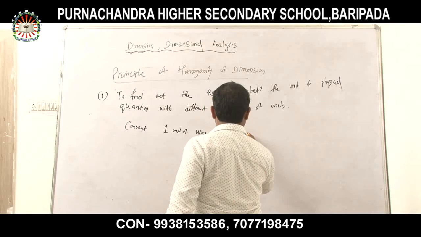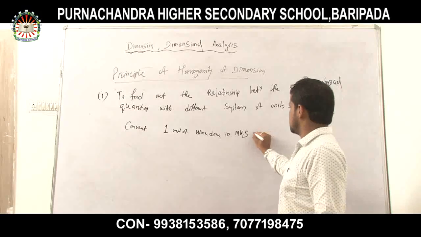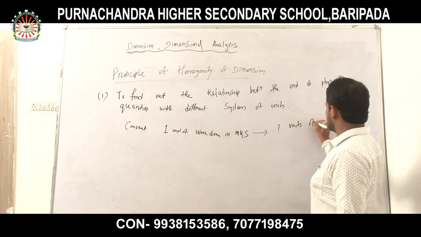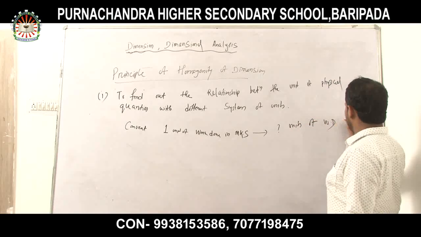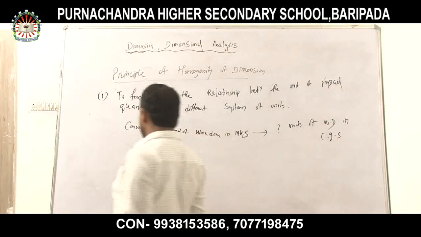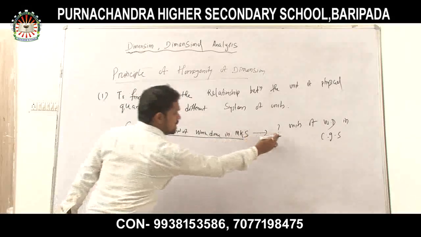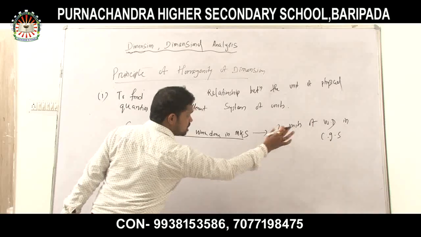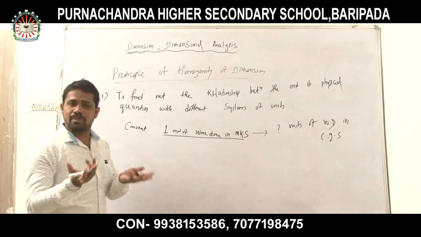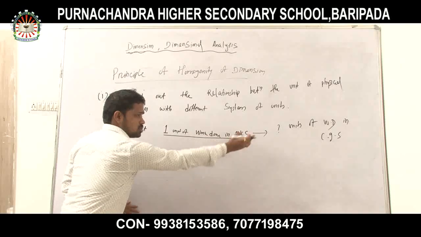in MKS. We have to convert 1 unit of work done in MKS to how many units of work done in CGS. Clear? The question mark means how many units of work done, WD means work done, in CGS system of units. So what is our aim? Very simple. Our aim is to convert the work done from MKS to CGS.